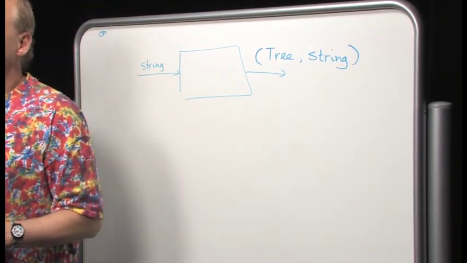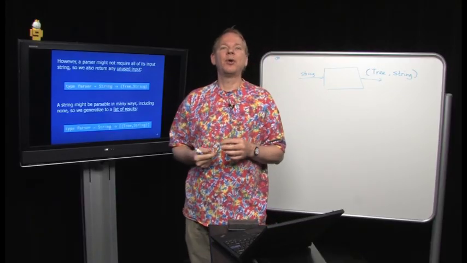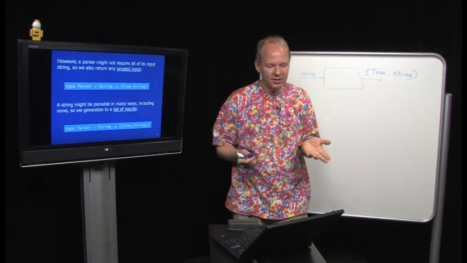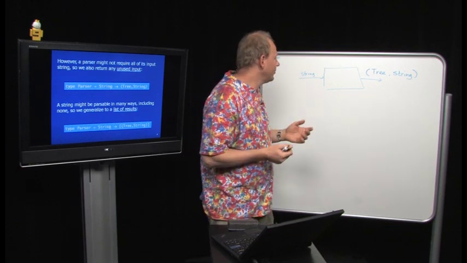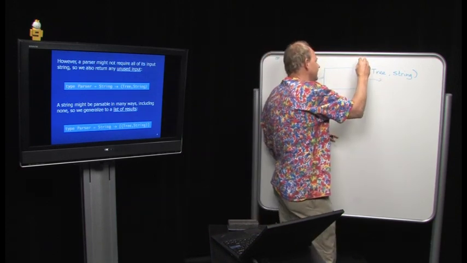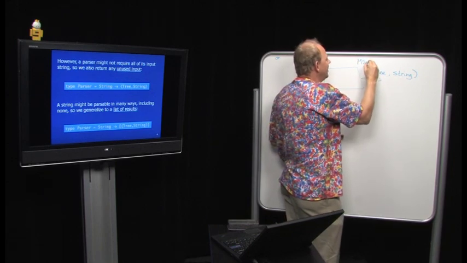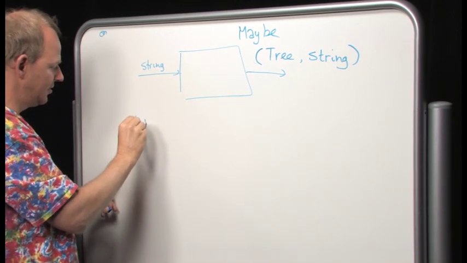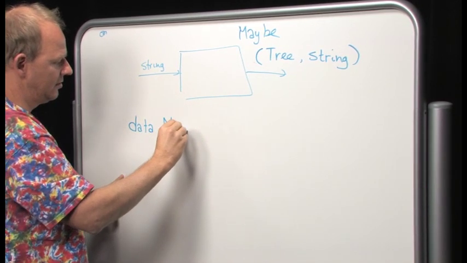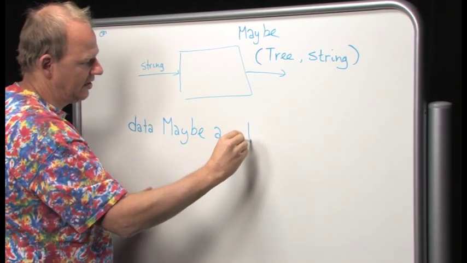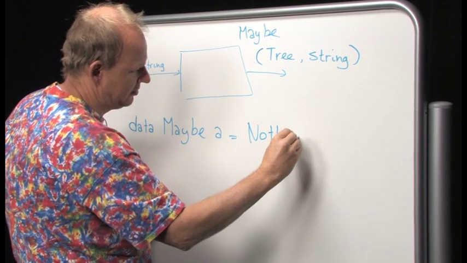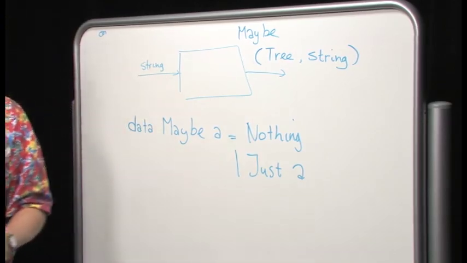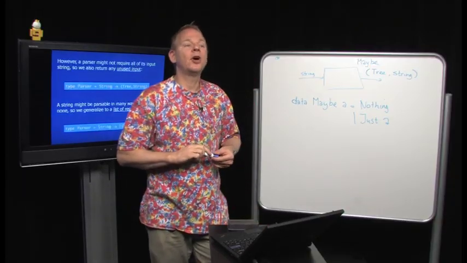Now what happens if you cannot find a parse? In that case you don't have a tree. So what do we do? One way is to say this returns maybe a tree or a string, where the type Maybe A is defined as Nothing or Just A. This is the way in Haskell to define an optional value.